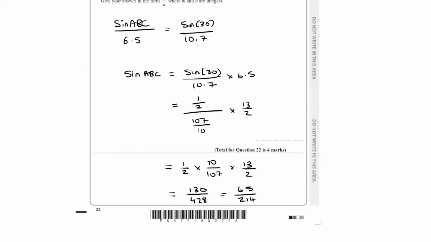If I look, yeah, they've given 65 over 214 as their answer, but they have said obviously or any version of that, any equivalent value. So if you left it as 130 over 428, that would also be fine. Because they didn't specifically say to simplify, did they? As long as you've got whole numbers, that's the main thing.